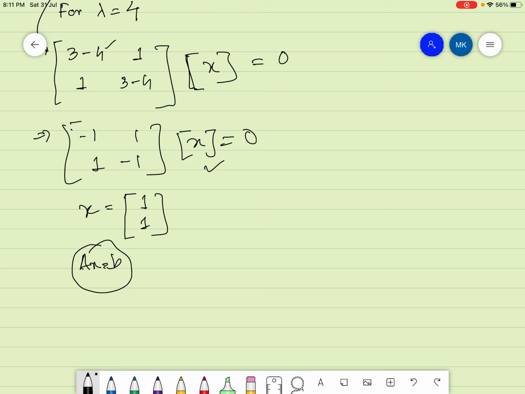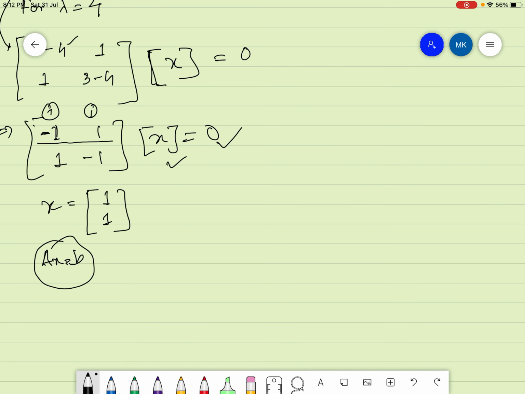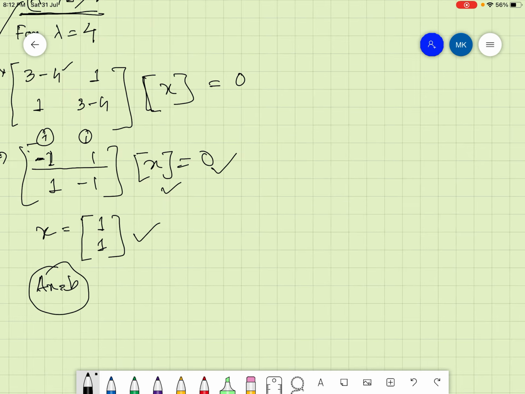You can see from this row that if you take 1 for this, and there is already a negative 1 here, so if you take 1 and 1, you get the null space. So you take 1 and 1, then you get 0 on the right-hand side. That's easy. So this is one eigenvector, right?